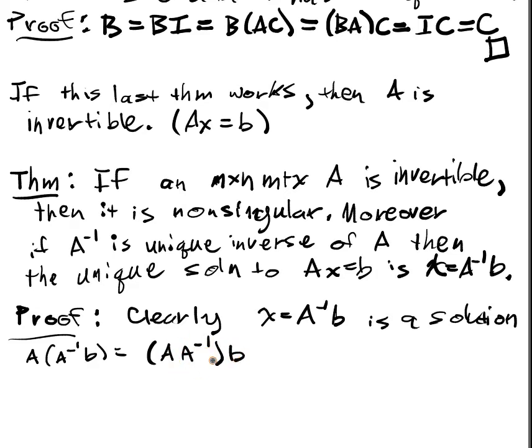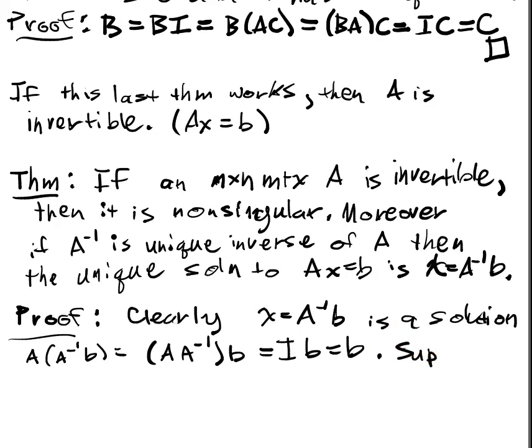So an inverse is also a right inverse, so this is equal to IB, which is just equal to B. Right, so that means that A times this number was B, so that's a solution to that. But we need to know that it's a unique solution, right? So there is a solution, but it has to be unique.